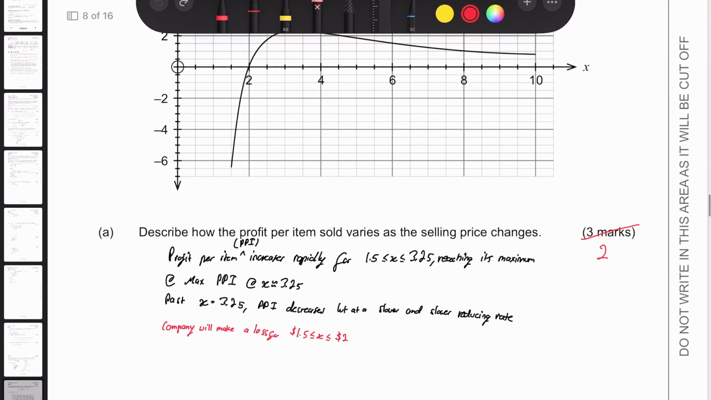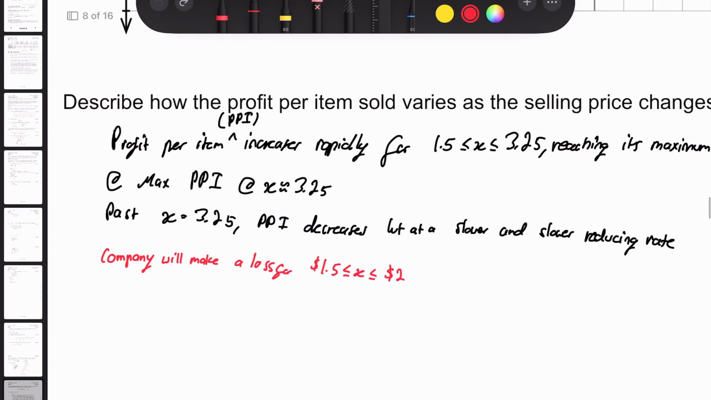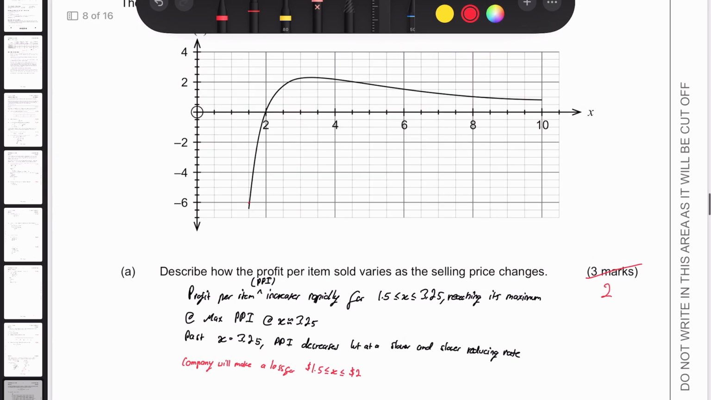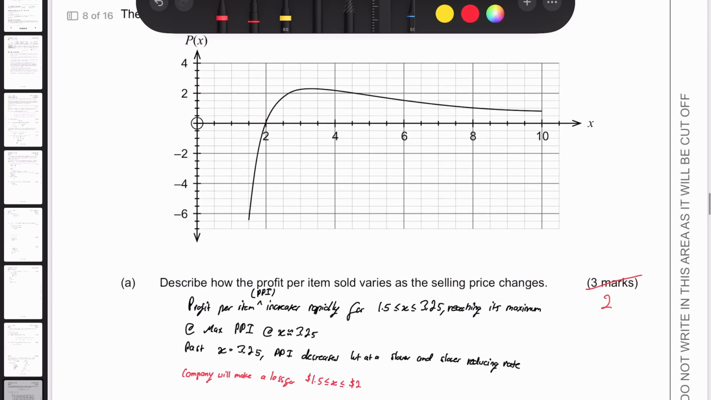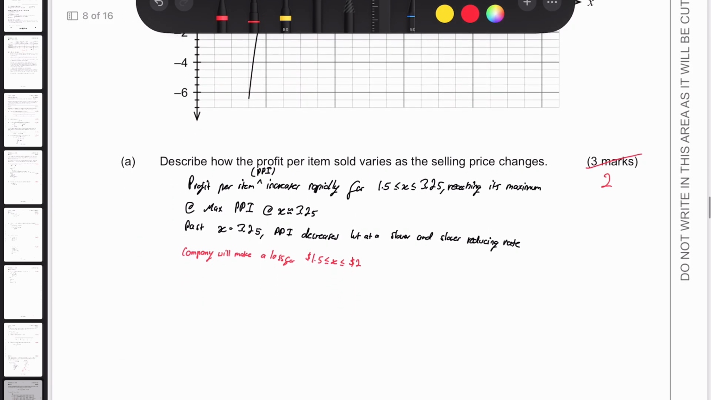Then we continue. The only mark I lost here was that I didn't talk about how the company would make a loss from 1.5 to 2, since it's below the x-axis, so it's going to be negative. I lost 1 mark there.